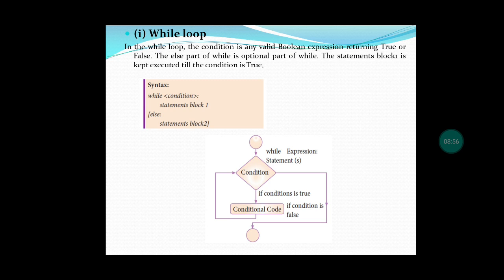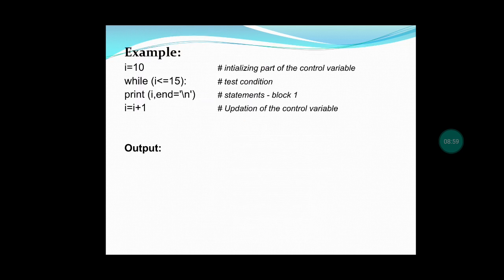Next, let us see an example for the while loop. The first line of this example is i = 10. This is the initializing part of the control variable. Which one is the control variable? i is the control variable, and its value is 10. Next, we give the test condition, that is i <= 15. What is the i value here? 10. So 10 is less than or equal to 15, so the condition is true.